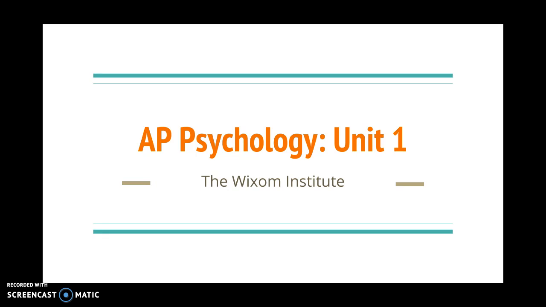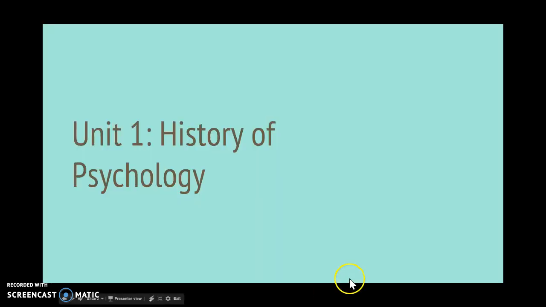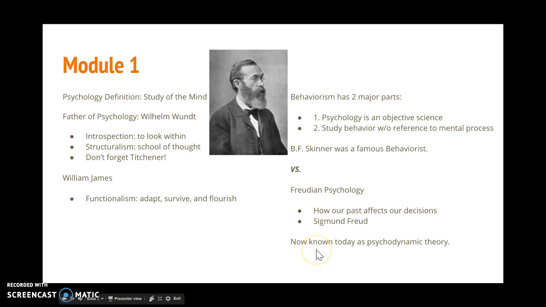Today we'll be talking about the first unit of Dr. Marr's AP Psychology. The first unit dealt with the history of psychology. But first, let's talk about the definition of psychology. The definition of psychology is the study of the mind. Relatively simple. One important person you'll need to know for the history of psychology is Wilhelm Wundt. Wilhelm Wundt was the father of psychology.